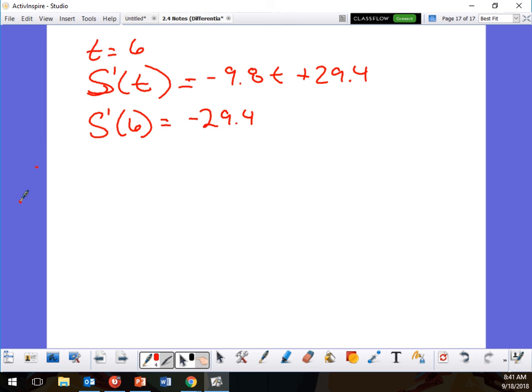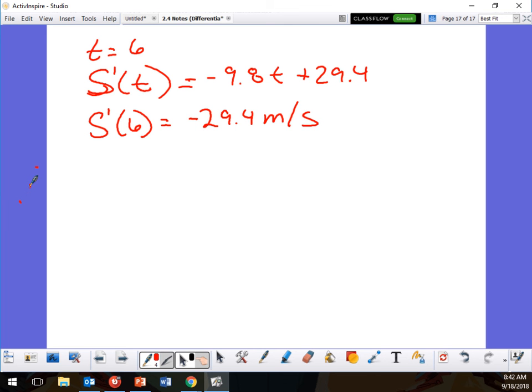Okay, anyway, all right, so what does that mean? So velocity, now, say what this is. What are my units? Meters per second. So the velocity is negative 29.4 meters per second. So what does that tell me with the negative? What's the direction? It's going down, right? So it's coming back down.